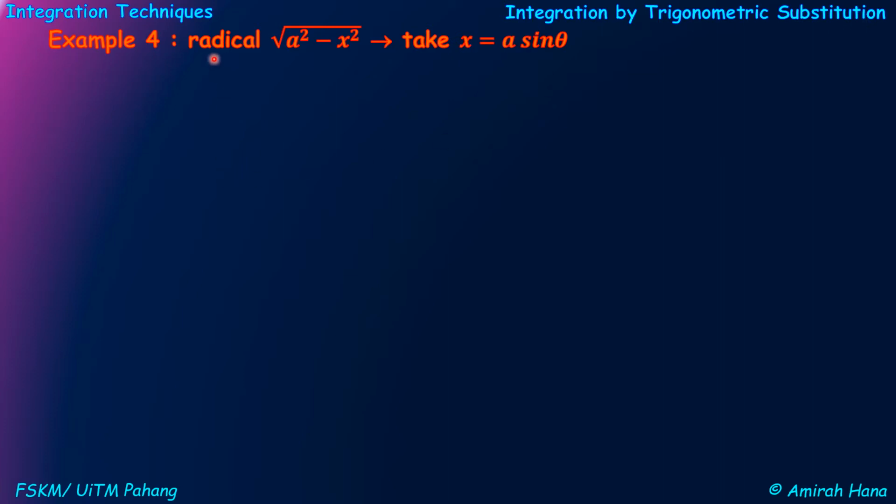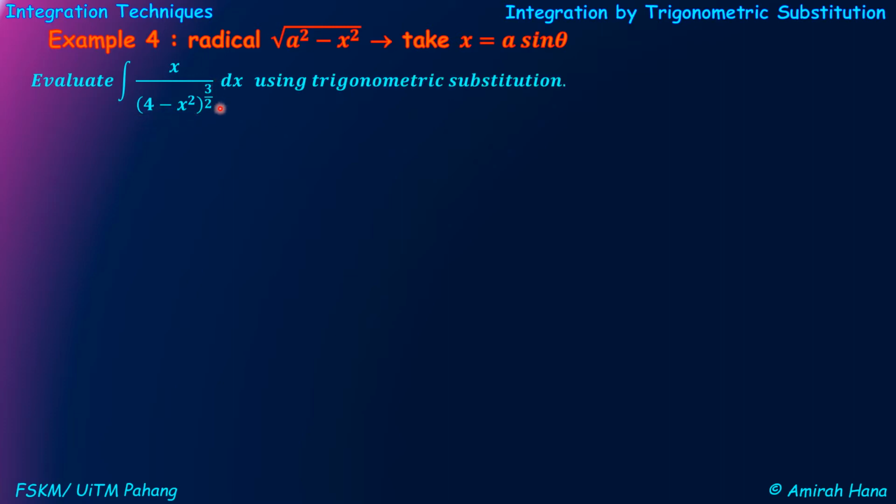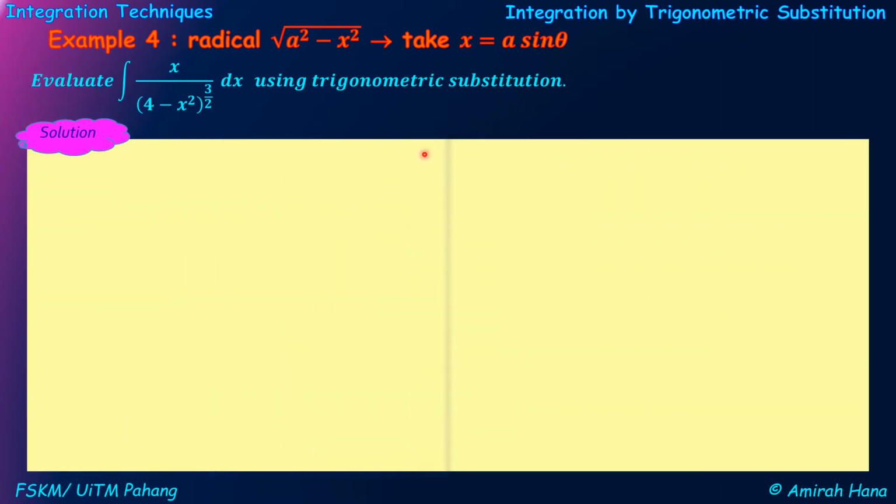Now we look at the example for the radical square root of a squared minus x squared, where we take x equals a sine theta. Evaluate the integral of x over (4 minus x squared) to the power of 3 over 2 dx using trigonometric substitution. Now, let me look at the complete solution.